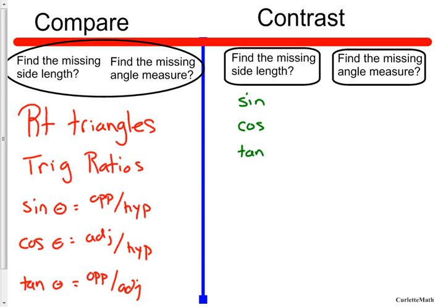When we're talking about finding our missing angle measure, we'll use our inverses, sine inverse, cosine inverse, and tangent inverse. So when we're looking for angle measures, we use the inverse of our trig functions.